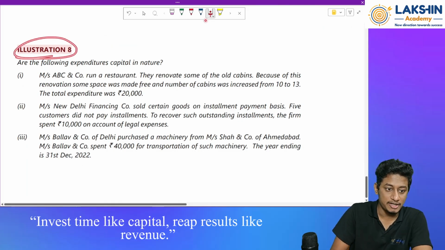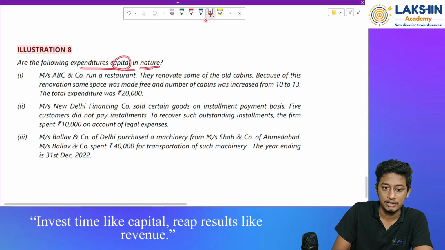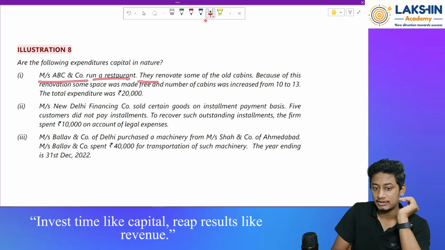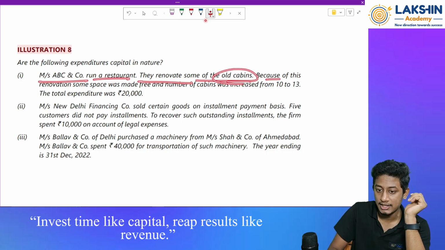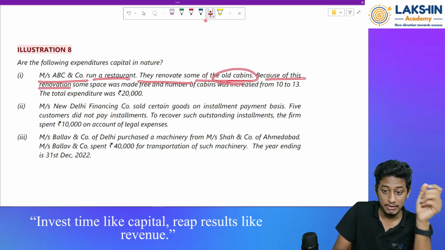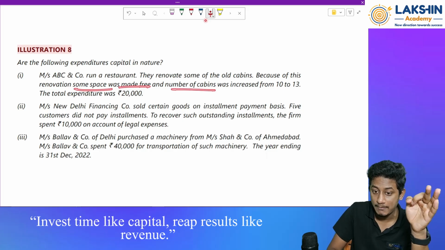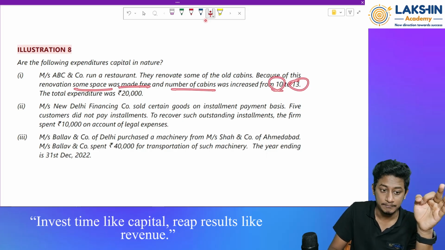Illustration number 8 from your study material. Are the following expenditures capital in nature? Okay. Let's see. ABC and Co runs a restaurant. They renovate some of the old cabins. Because of this renovation, some space was made free and the number of cabins has increased from 10 to 13. The total expenditure was 20,000 rupees.